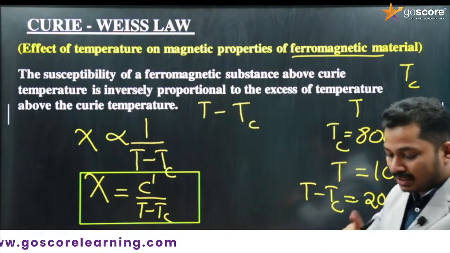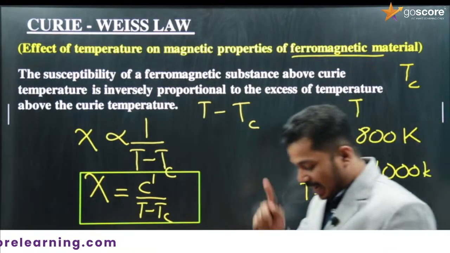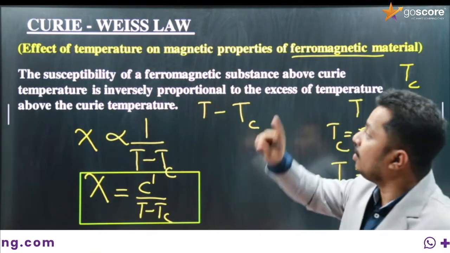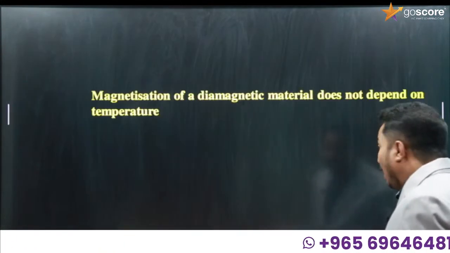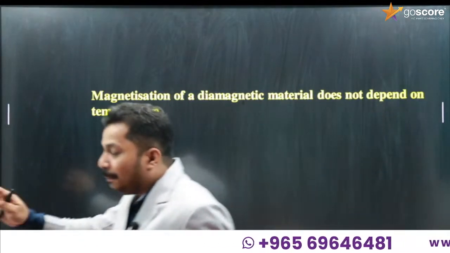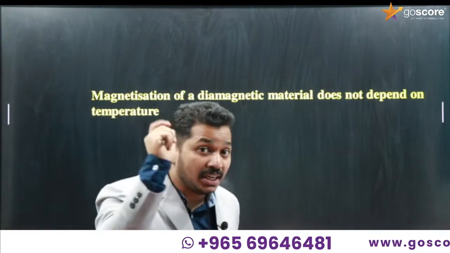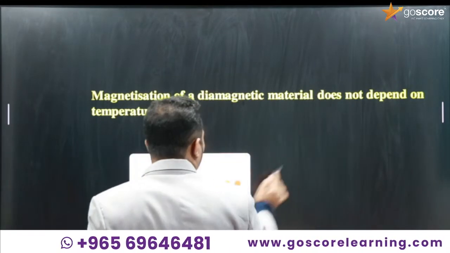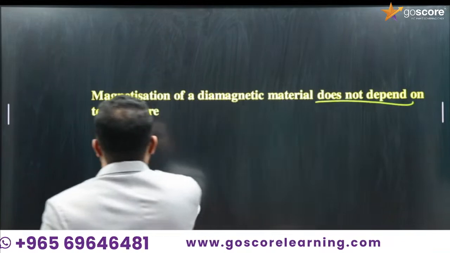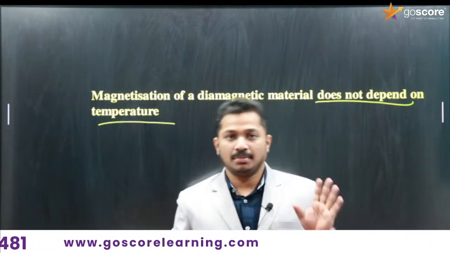We have discussed the temperature dependence of magnetic properties of paramagnetic material and the same for ferromagnetic material. What about diamagnetic material? Actually, the magnetic properties of a diamagnetic material are independent of temperature. Magnetization of a diamagnetic material does not depend on temperature.